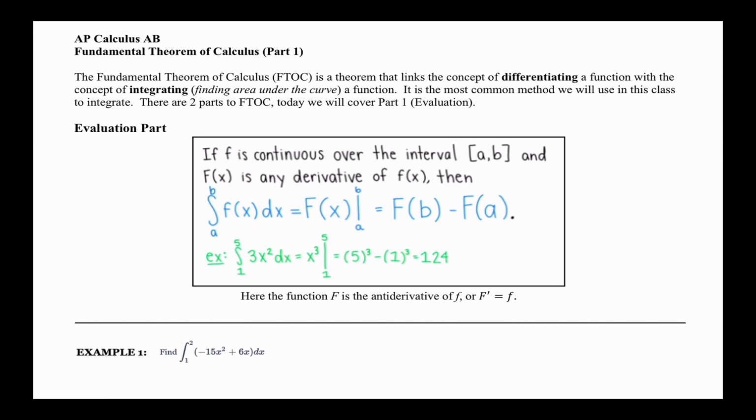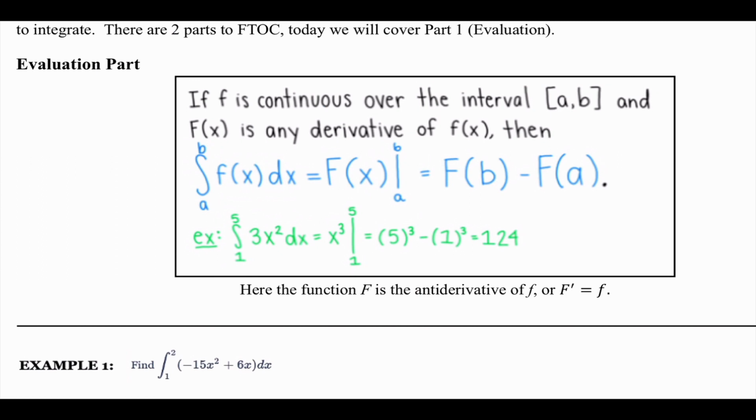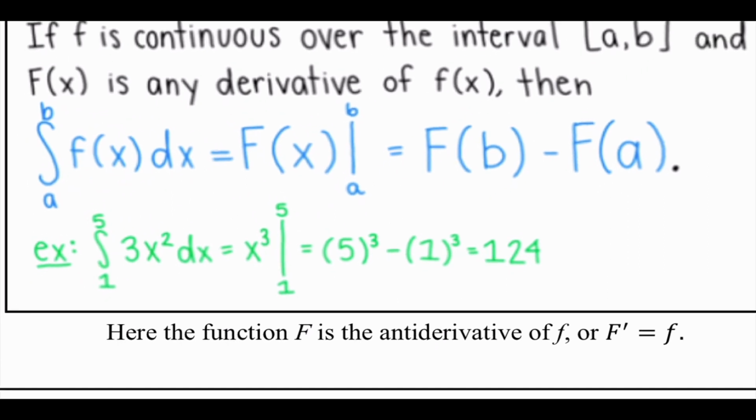So what is the evaluation part? It's right here. If f is continuous over the interval a to b, and capital F is any antiderivative of f of x, then, mainly focus on the blue and the green.